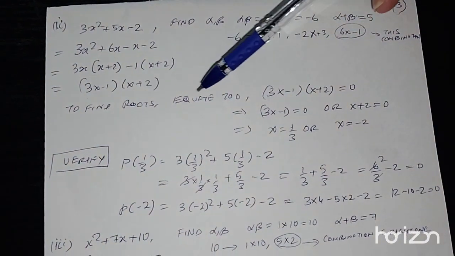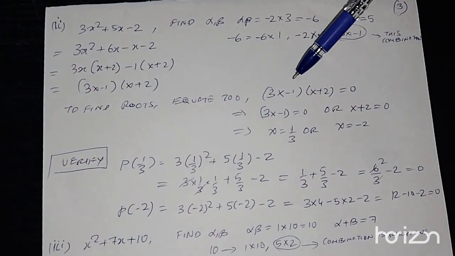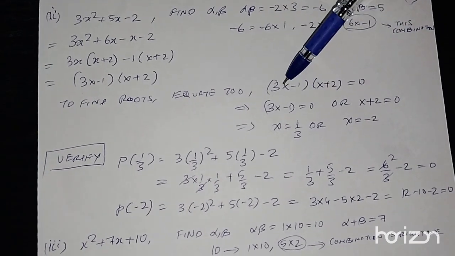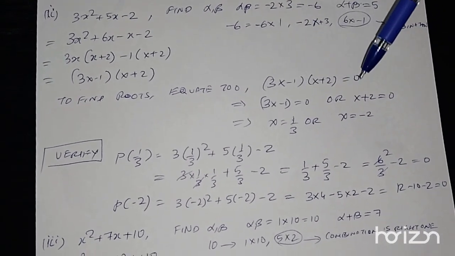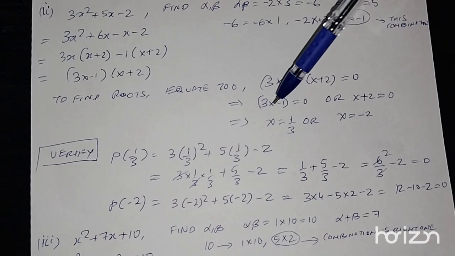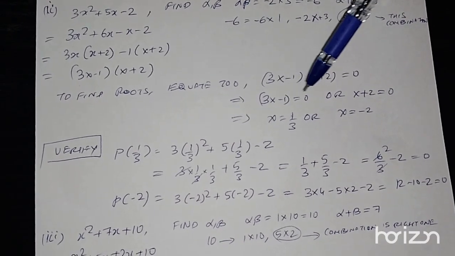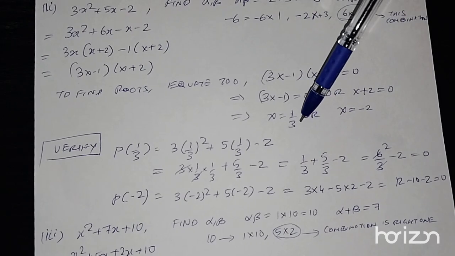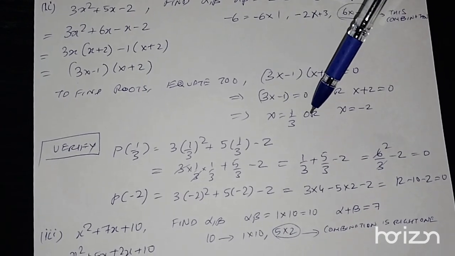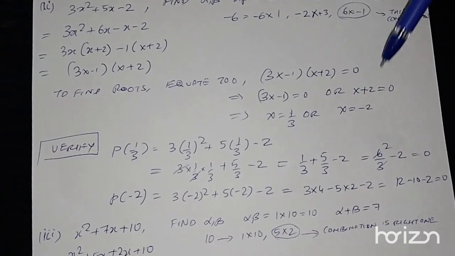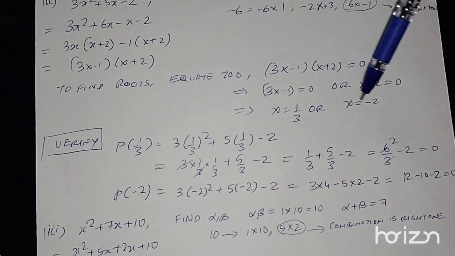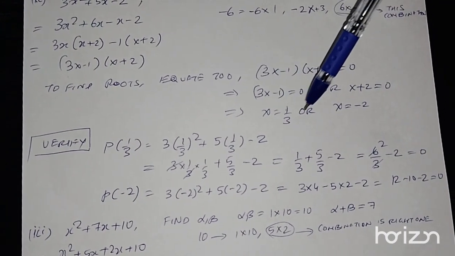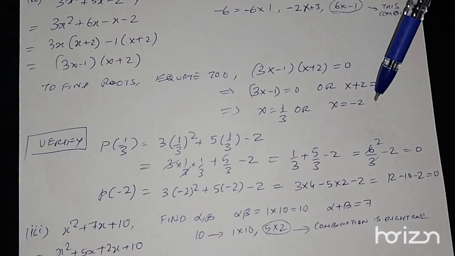Okay, to find the roots, you equate it to 0. So 3x minus 1 into x plus 2 equal to 0. So either 3x minus 1 is 0 or x plus 2 is equal to 0. So if 3x minus 1 is 0, 1 can be sent this side of the equal to sign, it will become positive 1. The 3 can be sent to the denominator, so x will become 1 by 3, or you can send 2 to the other side of the equal to sign, you will get x is equal to minus 2. Okay, so the roots are x is equal to 1 by 3 or x is equal to minus 2.